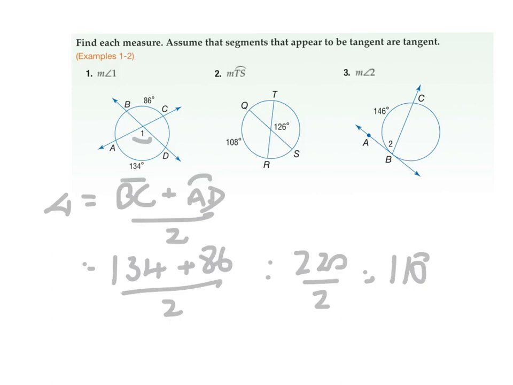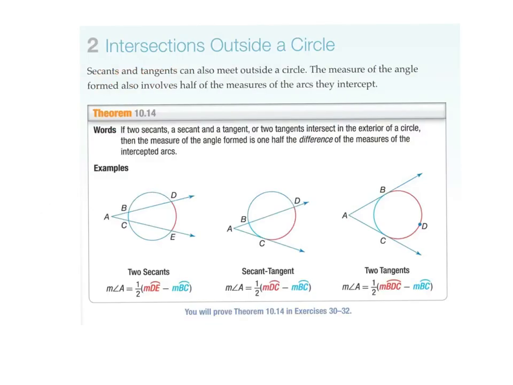Now the next one, let's have a look at 3. This one's where you've got the tangent and a secant. Angle 2 is just 146 divided by 2. Your answer is going to be 73 degrees. Keep it simple, easy. You just notice that when you've got two intersections inside the circle, you add the two arcs together and divide through by 2.